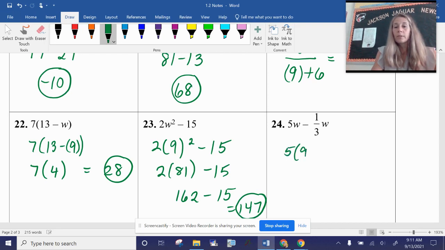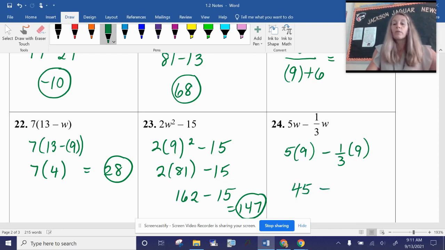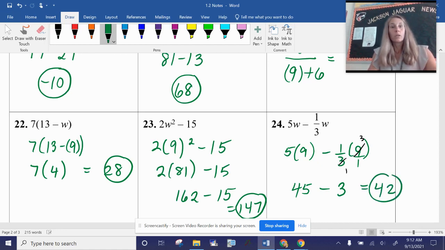All right, number 24, I have 5 times 9 minus 1/3 times 9. Okay, so 5 times 9 is 45. That's pretty straightforward. Now, if you're doing 1/3 times 9, sometimes people get confused. If you think about this, what's 1/3 of 9? Same thing as 9 divided by 3, right? So if you're multiplying your fractions, this could reduce, and you have 3 over 1. So don't overthink it. 1/3 of something, that just means you're dividing by 3. And then we subtract, and we get 42.